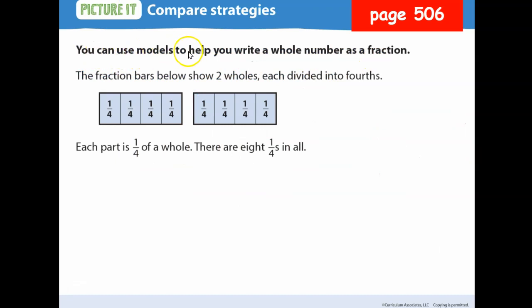So look, you could also use the model to help you write the whole number as a fraction. The fraction bars below show 2 wholes. Here's 1 whole, and here's another whole. Each whole is divided into fourths: 1, 2, 3, 4. 1, 2, 3, 4. And each part is a fourth of a whole. This is 1/4, another fourth. And there are 8 1/4s in all: 1, 2, 3, 4, 5, 6, 7, 8.